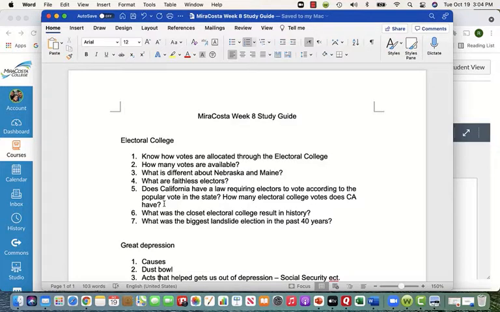And know about some of the things that got us out of the Depression, especially the New Deal and some of the programs that were put into place to get people back to work. A lot of public works programs and stuff like that.